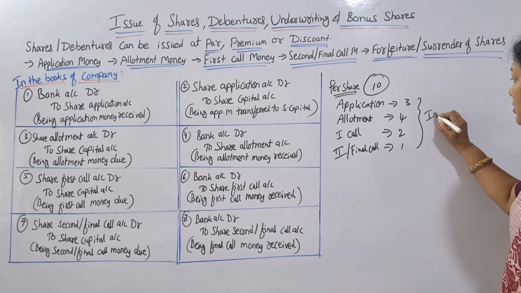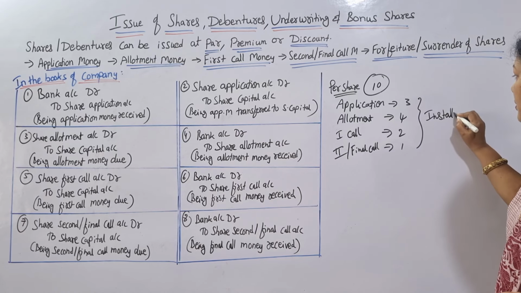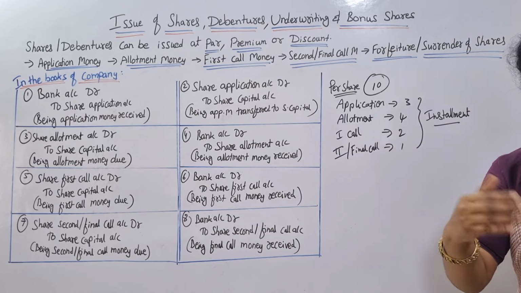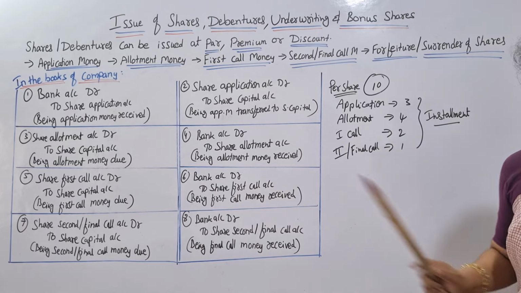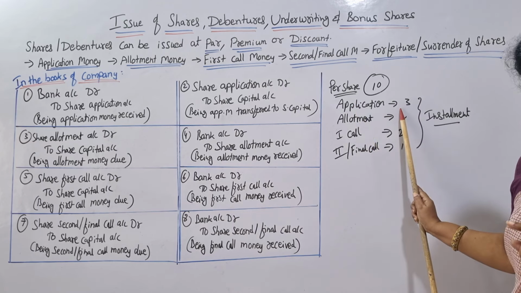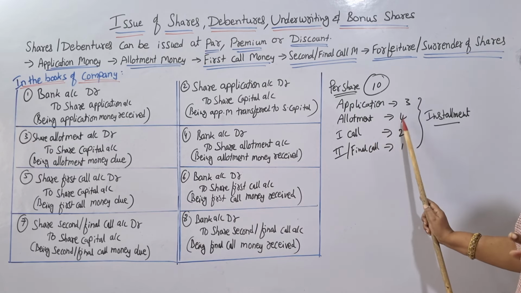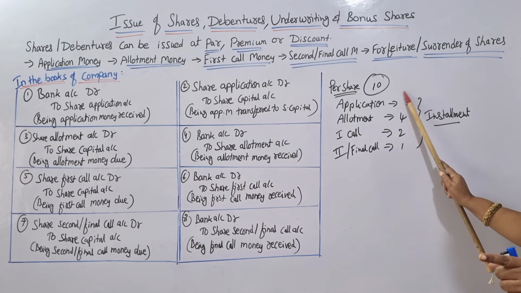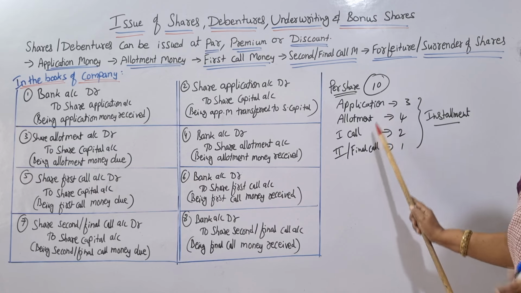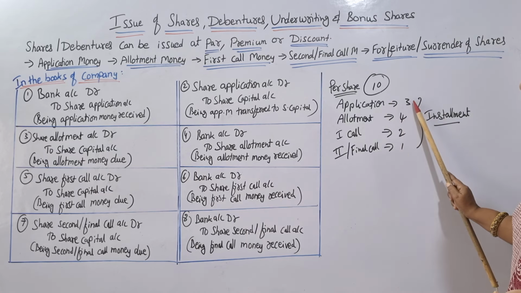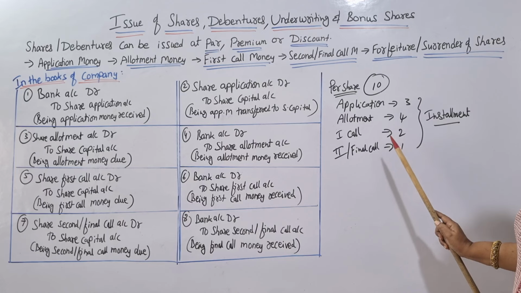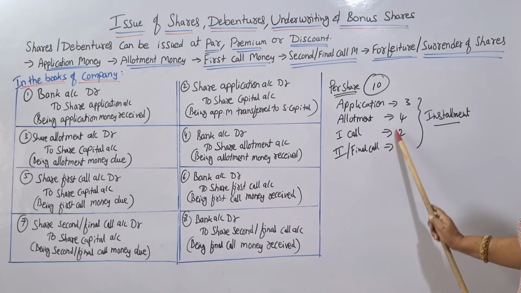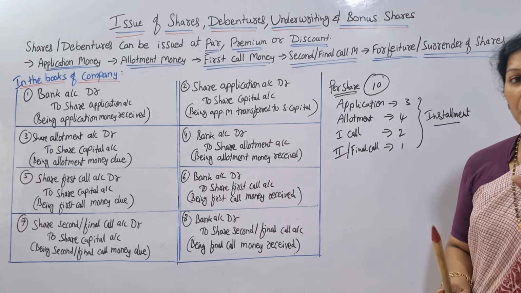So this is on installment basis. On installment basis, the shareholder is going to make the payment of the shares. At the time of application, 3 rupees. Allotment, 2 rupees, and first call, 2 rupees. Last call, 1 rupee. So this may vary. It can change sometimes, it can be 4, 3, 2, 1, or in any way. It is only an example I am giving you. Are you getting this point? So this is about the allotment.